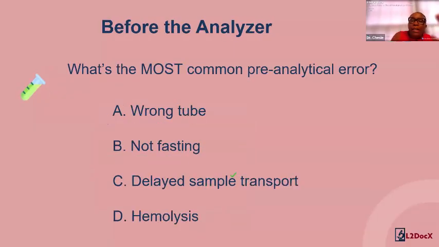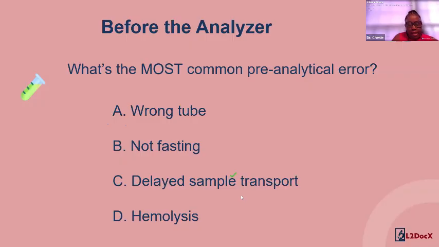So now, before that sample even gets to the analyzer, during this phase, we call it pre-analytical, because on the analyzer, we analyze. Pre-analytical is before we test it. Can somebody tell me the most common pre-analytical error, the most common error that happens before that sample even gets into a lab? Please drop it in the chat window. A, B, or C? Wrong tube, not fasting, delayed sample transport? Drop it in the chat window, please.